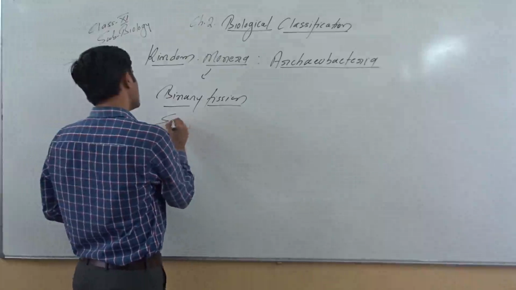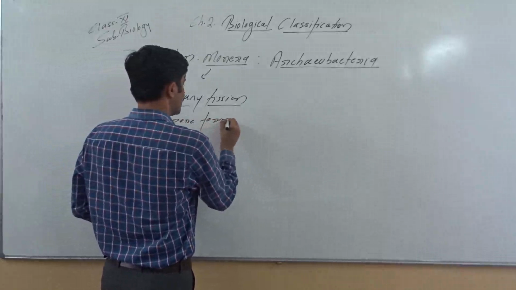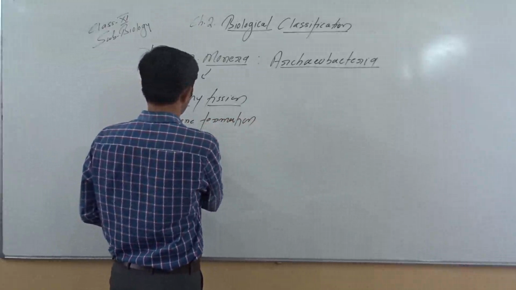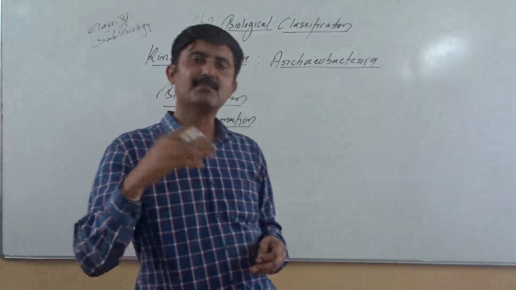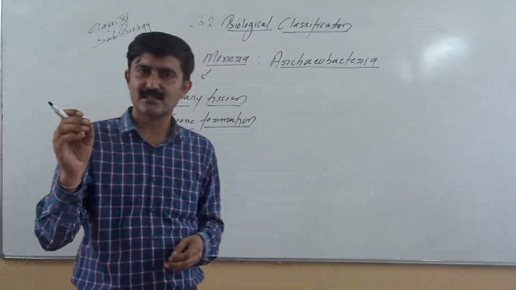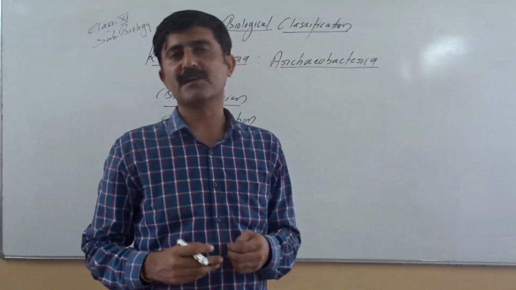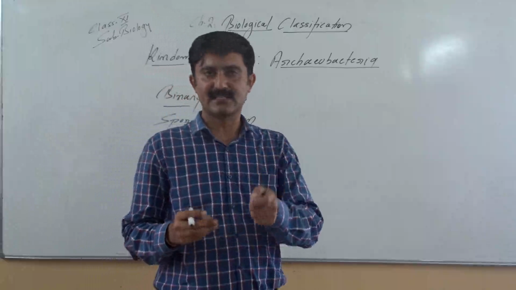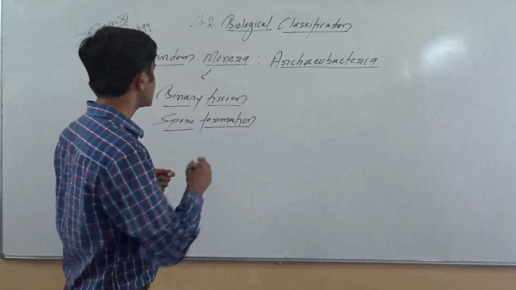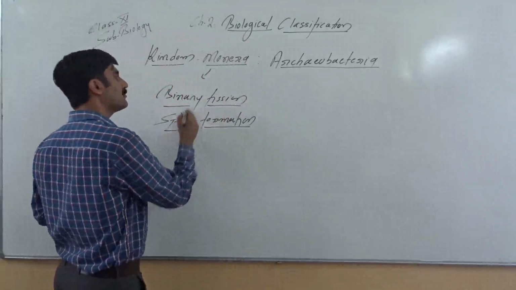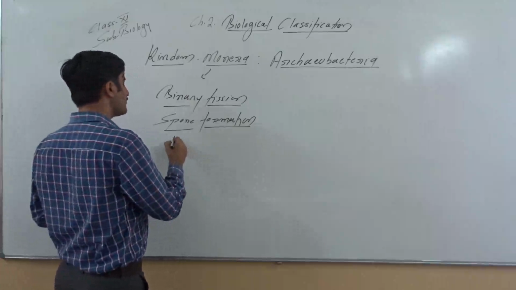Many members of prokaryotes reproduce by spore formation. These spores may have a thick wall that helps them overcome harsh conditions and survive in different extreme conditions. Like endospores, which are a kind of very thick walled spores. So, spore formation.